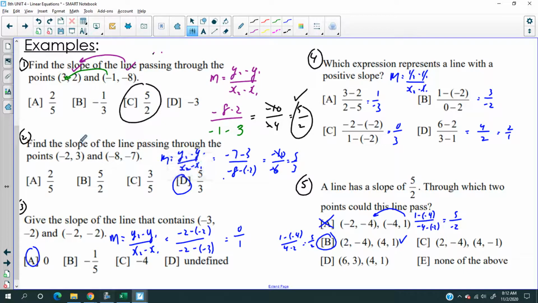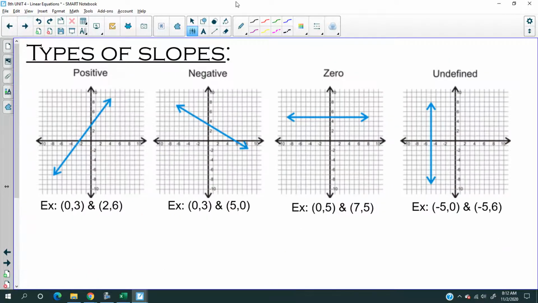Let's move on. Now, looking at number 3, this is a great gateway into this. A slope of 0, what does a line like that look like? Here I prepared some of these for you. Take a look.